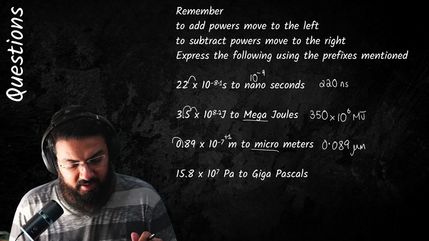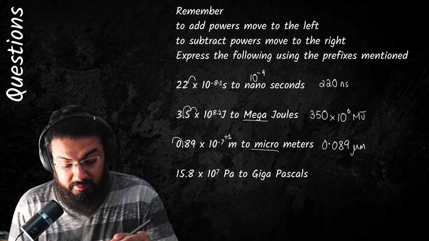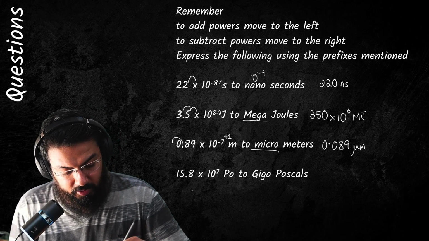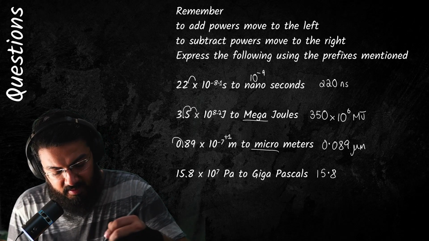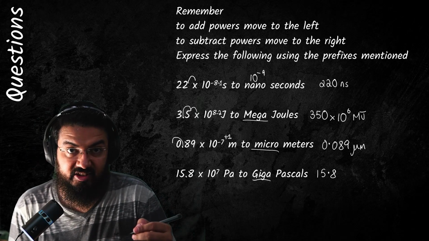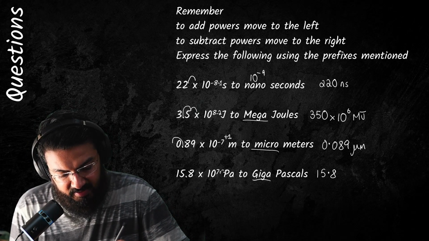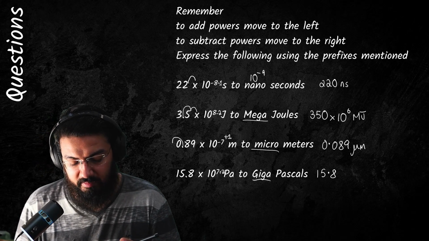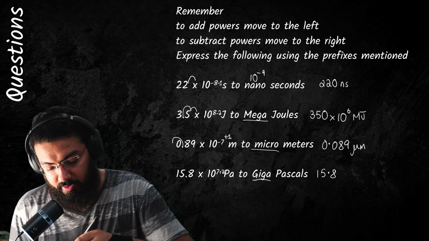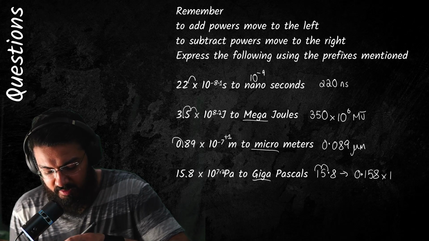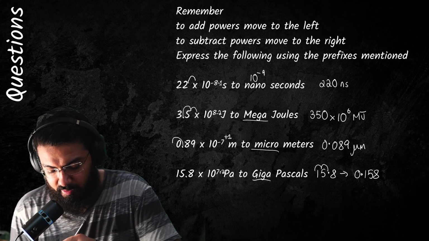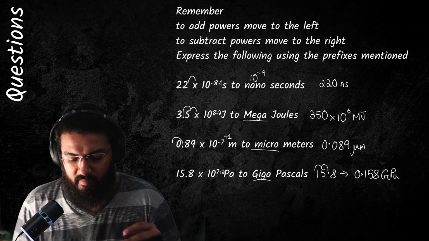Then you have 15.8 into 10 raised power 7 pascals to gigapascals. All right, so you have 15.8, and to convert this to giga, which is 10 raised power 9, I'm going to have to add 2. To add 2, I'm going to move where? To the left. So you've got 1 and 2. So this right here is finally going to be 0.158 into 10 raised power. Again, why am I writing 10 raised power? You have to write it as a prefix. So gigapascals.